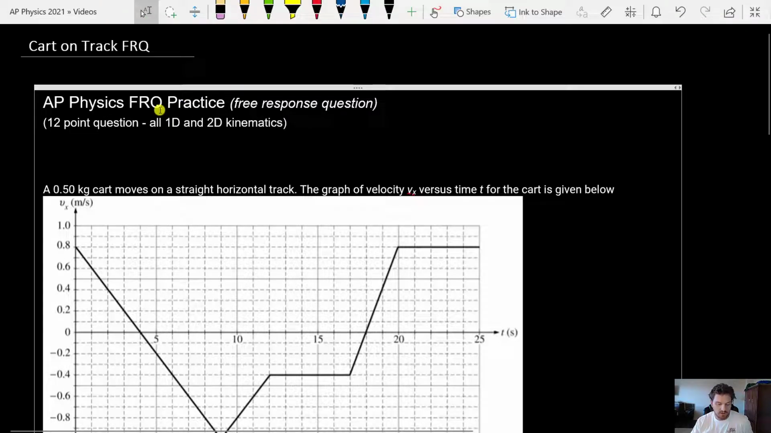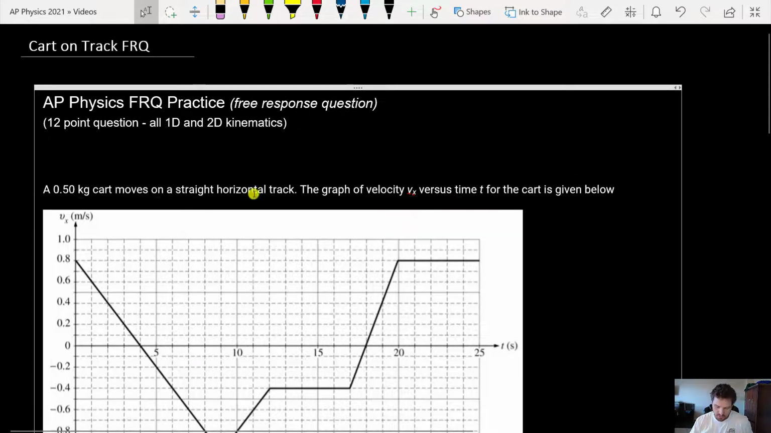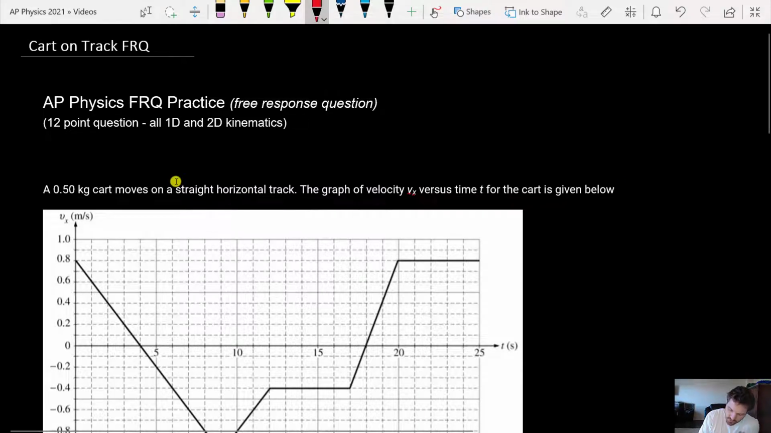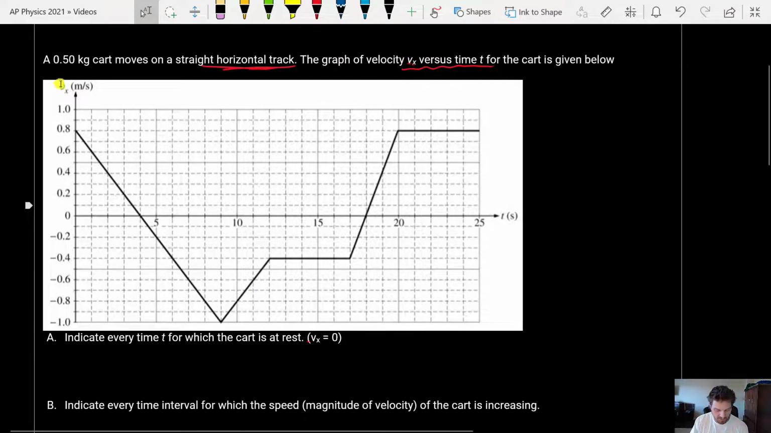And so here is our FRQ, right? We have a 0.5 kilogram cart. It's moving down a straight horizontal track, so that is super important. It's horizontal. The graph is Vx versus time, and it's given down below. Okay, so this is given to us in the problem. We have a velocity versus time graph, and then indicate every time t for which the cart is at rest.